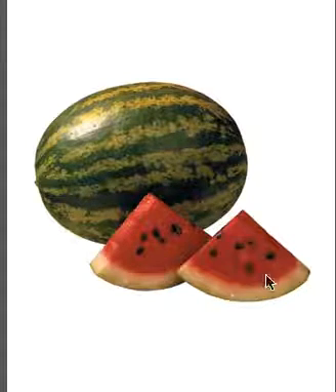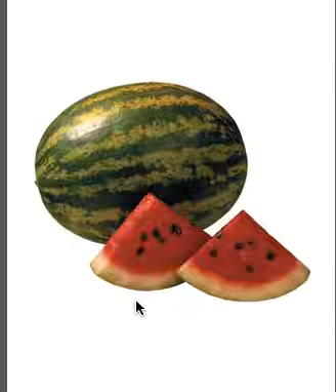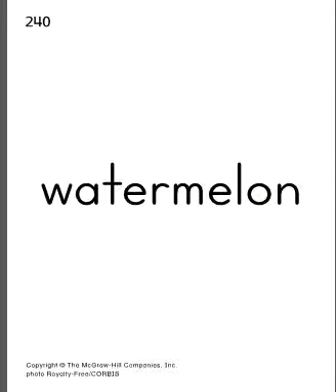Here we have a delicious fruit. They call it watermelon. This is how we spell watermelon. Watermelon is a compound word. It's two words put together. Water and melon. Together makes watermelon.